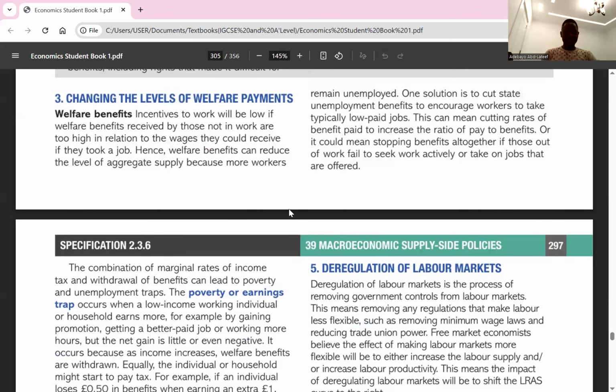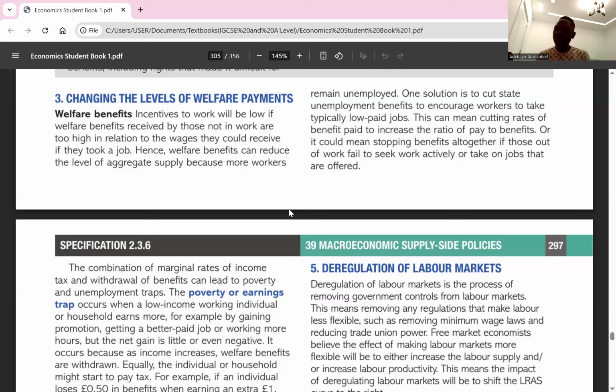on free market policy is changing the levels of welfare payments. Welfare benefits: if the welfare received by unemployed people is higher relative to wages received by having a job, it will reduce the incentives to work. So if individuals that are unemployed can receive more welfare benefits than they would get from working, then they would not have any other reason to work. That's the point. If being unemployed, I can earn more than being employed, then there's no reason for me to work. Do you get the point I'm making here?